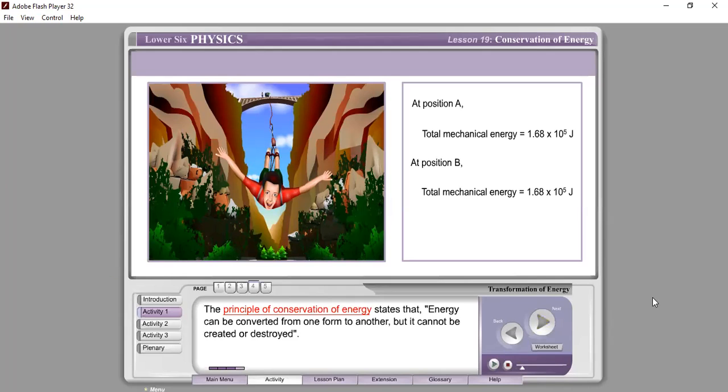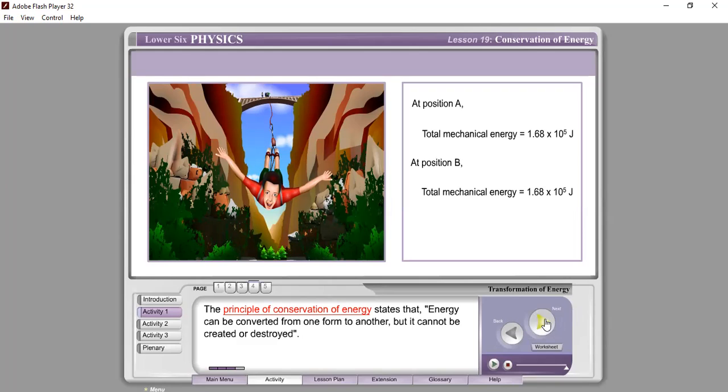The principle of conservation of energy states that energy can be converted from one form to another, but it cannot be created or destroyed. So this is the principle of conservation of energy. Energy cannot be created, but it can be transformed, converted from one form of energy to another form of energy.